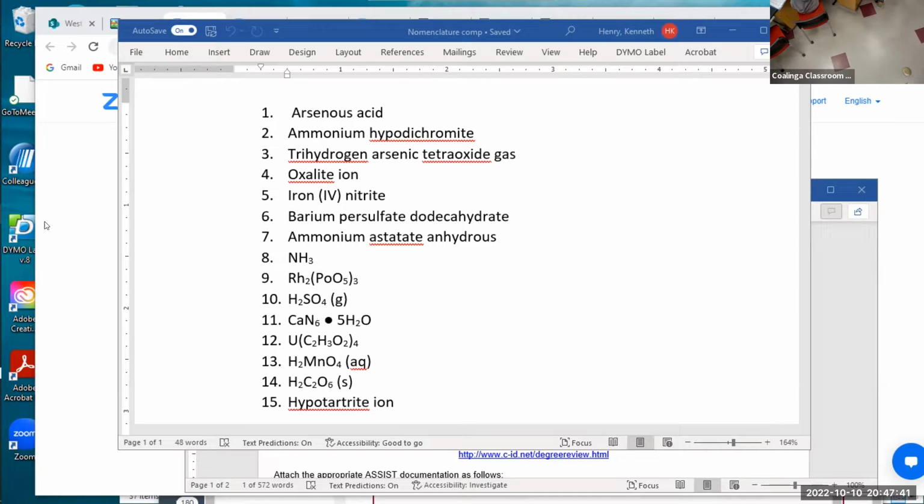Let's see. I see 1, I see 2, I see 3. That would be 4. That's correct. That's 5. That's 6. You guys have 6. Keep moving. You guys are on the right track. Moving the right way.